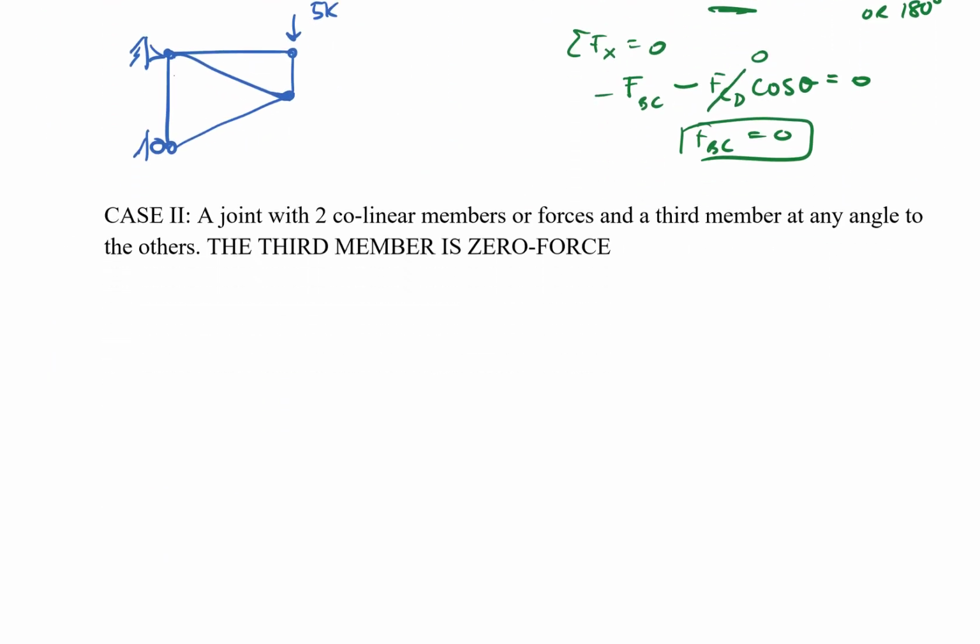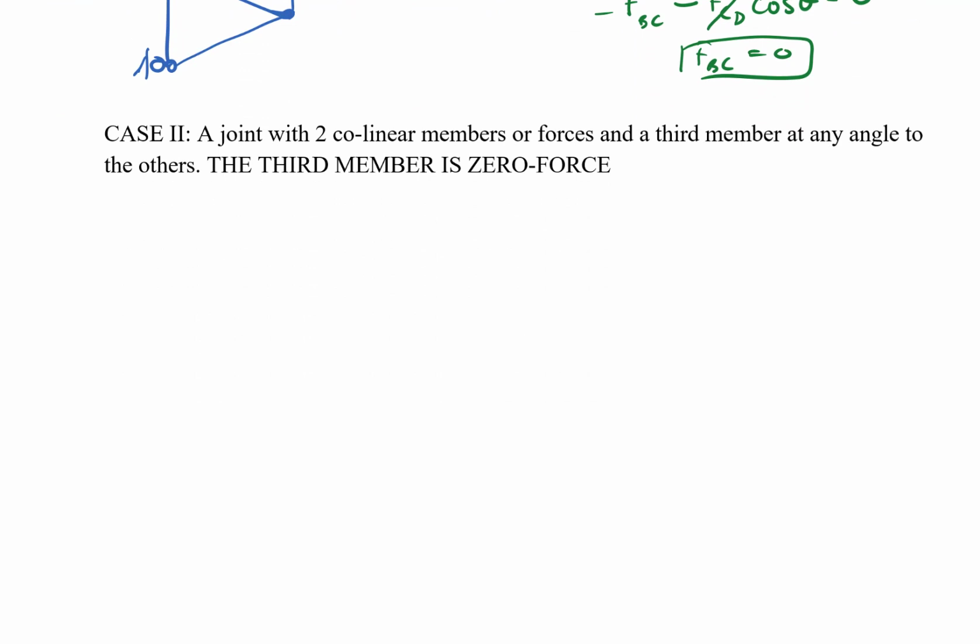We have another case we can look for, though. A joint with 2 collinear members, so 2 members in a straight line, and a third at any other angle. So if we have a joint and we have 2 members in a straight line, and a third at any other angle, that's our 0 force. This can be at an angle itself.